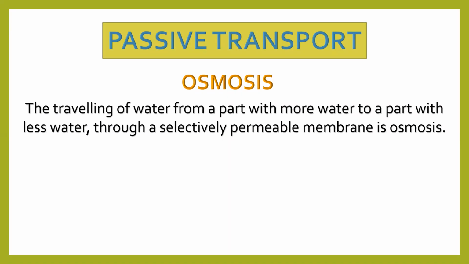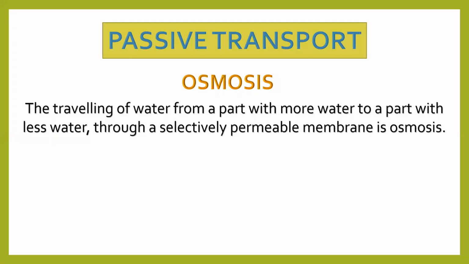Now, what happens in osmosis? It is the traveling of water from a part with more water to a part with less water through a selectively permeable membrane. This is called osmosis.